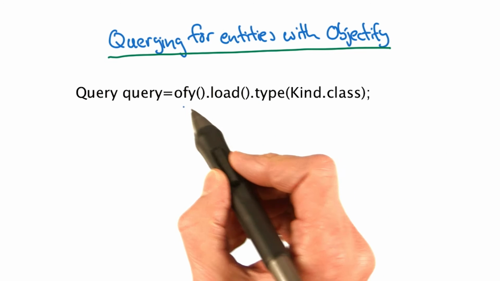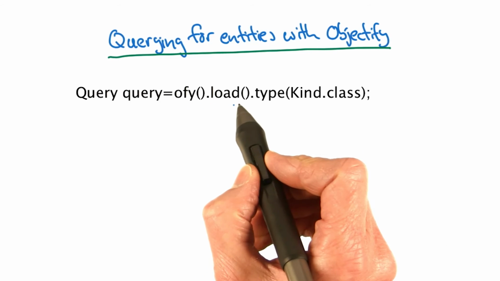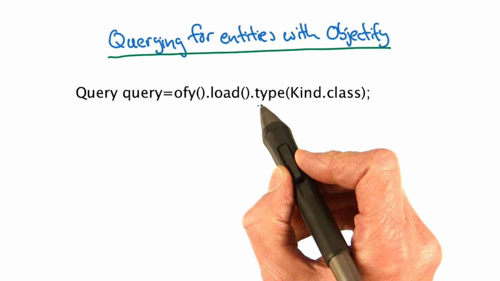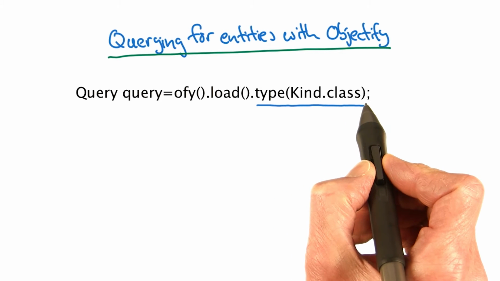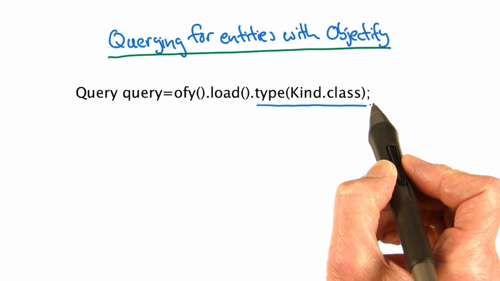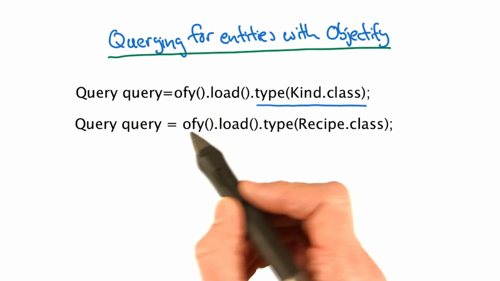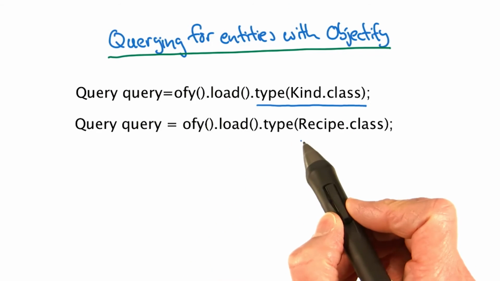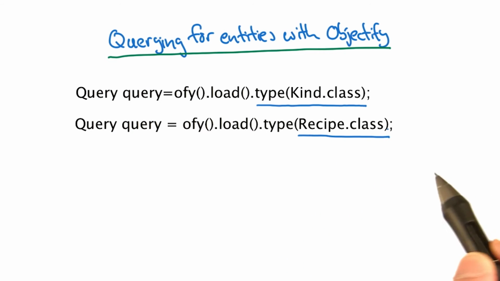So here's how you create a query to get all entities of a given kind. ofy.load, as we did before, but this time we specify type, and then in our case, since what we want to do is get all entities of a given kind, we need to pass kind.class to type. So here's the query to get all entities of the kind recipe. So you see we just specify recipe.class here.